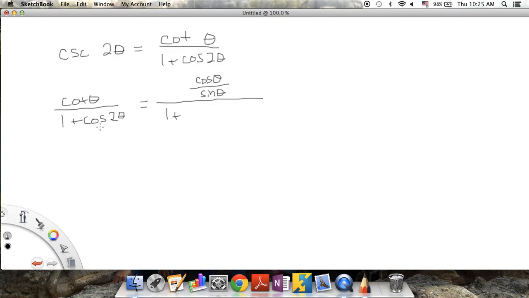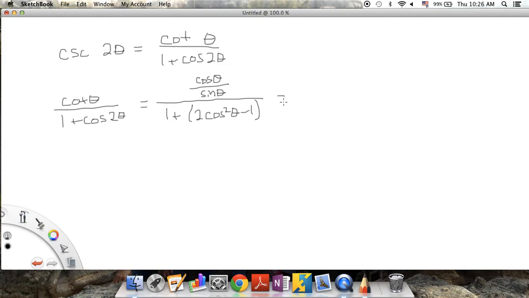Like we've talked about a few times, there's lots of paths to get to the right answer, but sometimes the path is easier and shorter, and sometimes you take a long twisty road to get there. So in this case, I'm going to choose to use 2 cosine squared theta minus 1, because that'll get rid of this 1 here, and then I'll just have the cosines and sines to deal with.